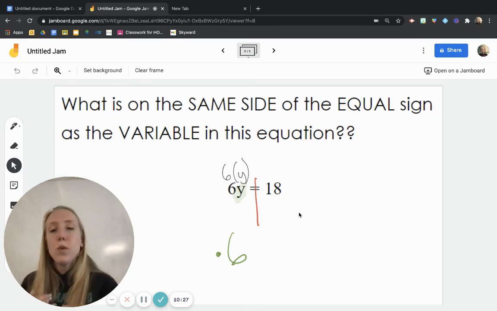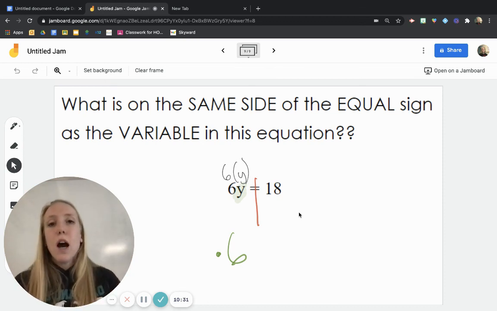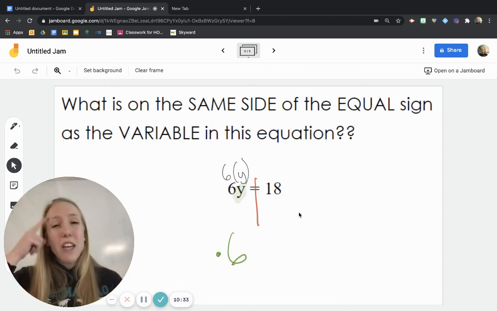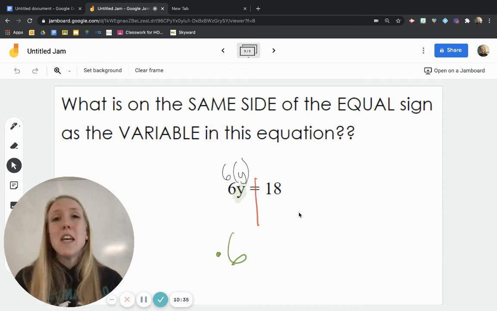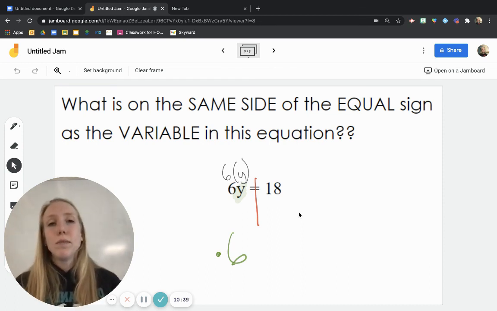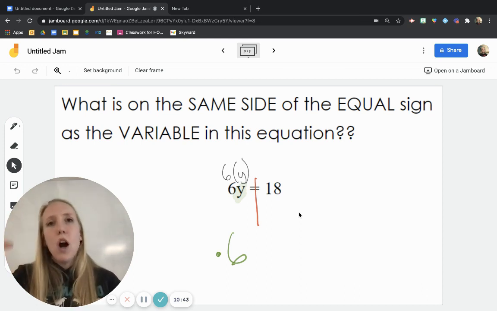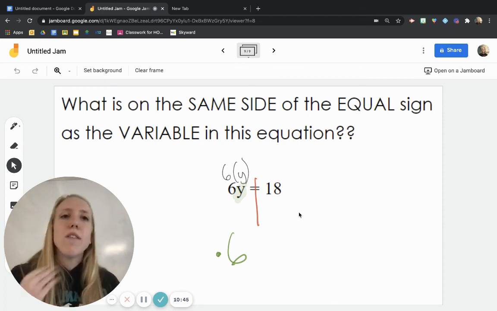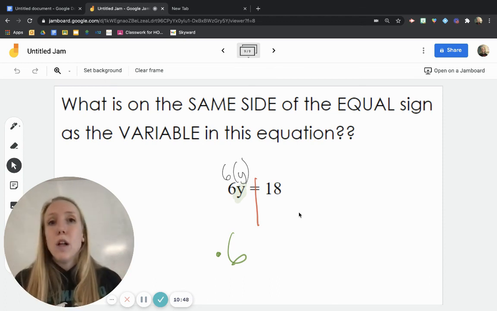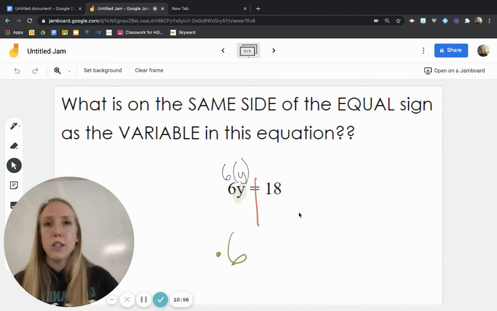Okay, so you guys are going to have an assignment where you have to actually answer these on a Google form. I want you to take your time. I want you to get used to finding the variable and then seeing whatever's happening to it, whatever's on the same side of the equal sign. It is important to be able to see what is on the left of the equal sign, what's on the right, and where the variable is. If we can answer those, we can be really strong going into being able to solve these equations.